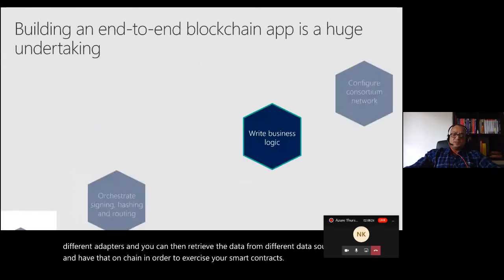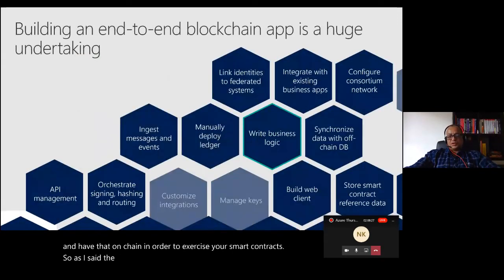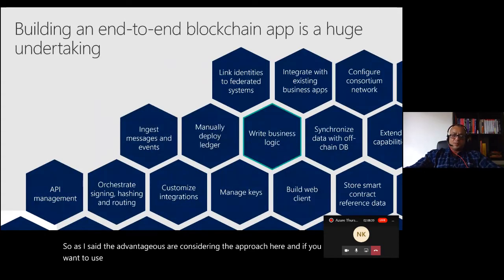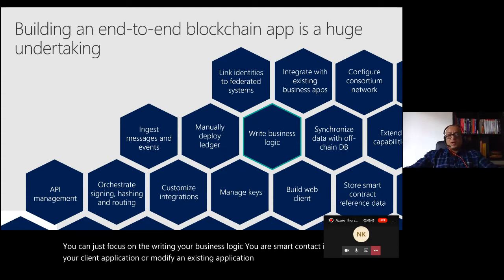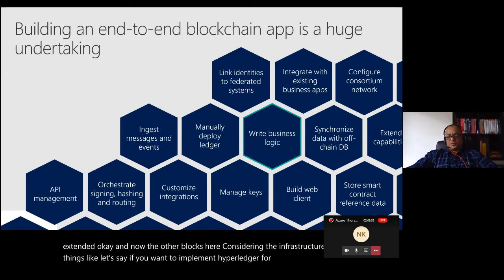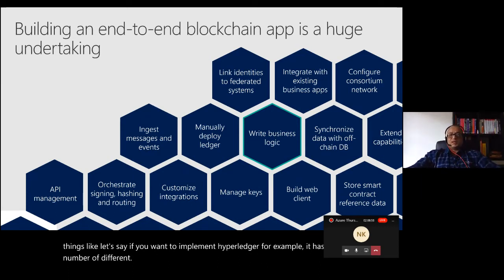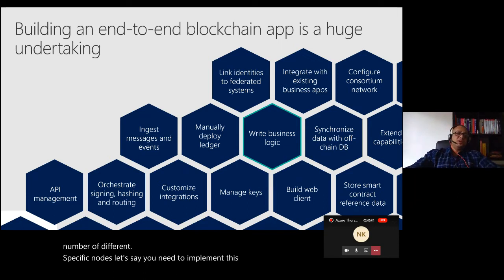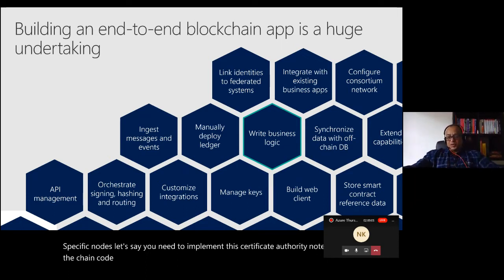So as I said, the advantage of the approach here, if you want to use the service that I'm about to present, we'll have a quick demo. You can just focus on writing your business logic, your smart contract and your client application, or modify an existing application and augment and extend it. And all the other blocks here, considering the infrastructure, things like, if you want to implement Hyperledger, for example, it has a number of different specific nodes. Let's say you need to implement the certificate authority node, the chain code node, the peer nodes, and also the other node, and so on.